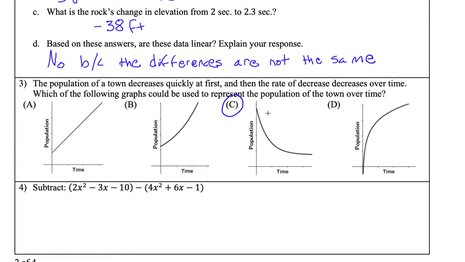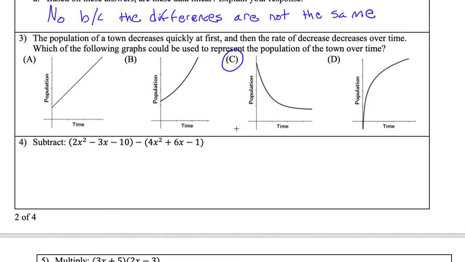And then you can see that it still matches because it's decreasing quickly at first. So it's going down steeply at first, and then it decreases over time. The rate of decrease decreases, which means it gets flatter and flatter. If the increase decreases, that means it's increasing at a decreasing rate. It's kind of hard to say in words, but it's getting more and more flat over time. So it is C. All right, number 4, subtract these things.